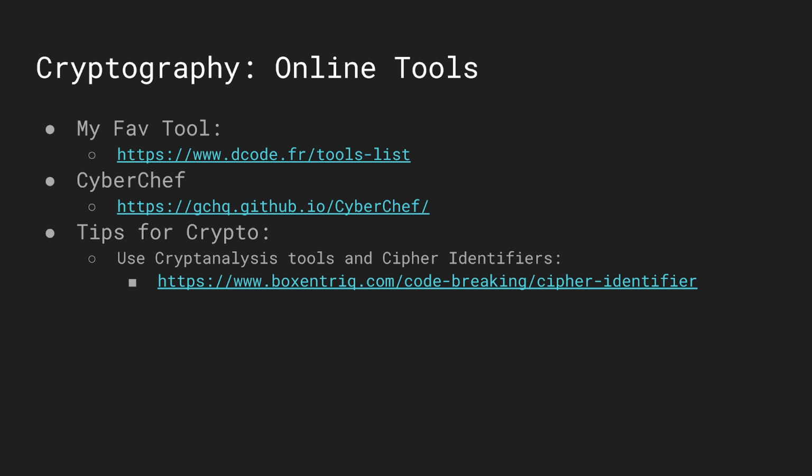There's also CyberChef, which is put out by the GCHQ, the British intelligence wing. And there's also a Boxentriq tool, which helps you identify ciphers as well. These online tools will help you recognize what kind of cipher you're looking at, and will actually perform cryptanalysis for you to determine what the most likely cipher is. Very useful tools.